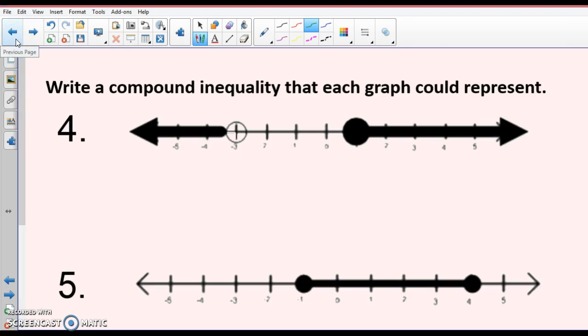Okay. Is this going to be an "and" or an "or"? Or. So, x is what to -3? Less than -3. Or, what is this? Can't even read that number. This is a 1. Okay? So, what will this part be?